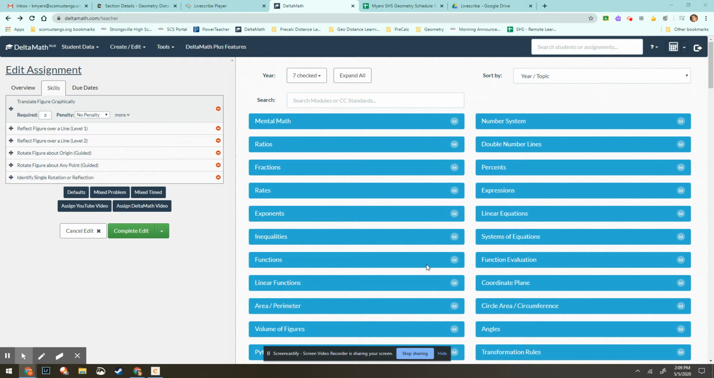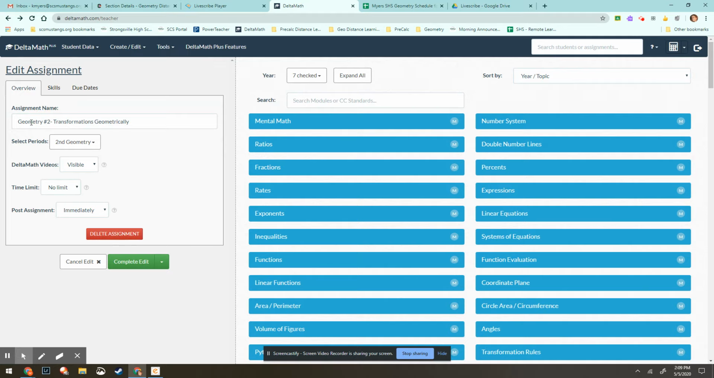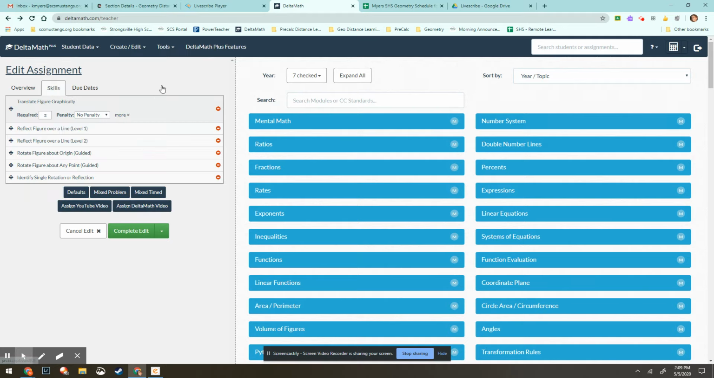Hey guys, for your second DeltaMath assignment, the one that is called Geometry Number 2, Transformations Geometrically, I'm just going to take a look at a couple of the sections using my computer so you can see what I'm talking about. The first section you have to translate graphically.